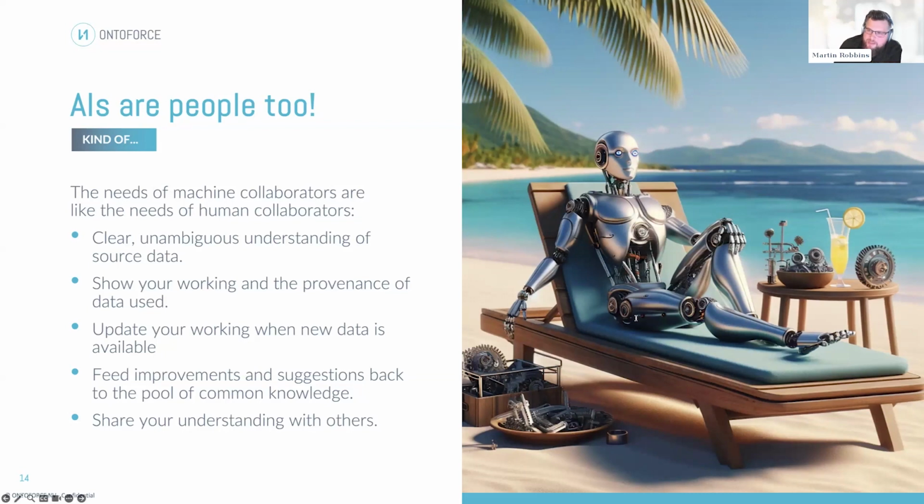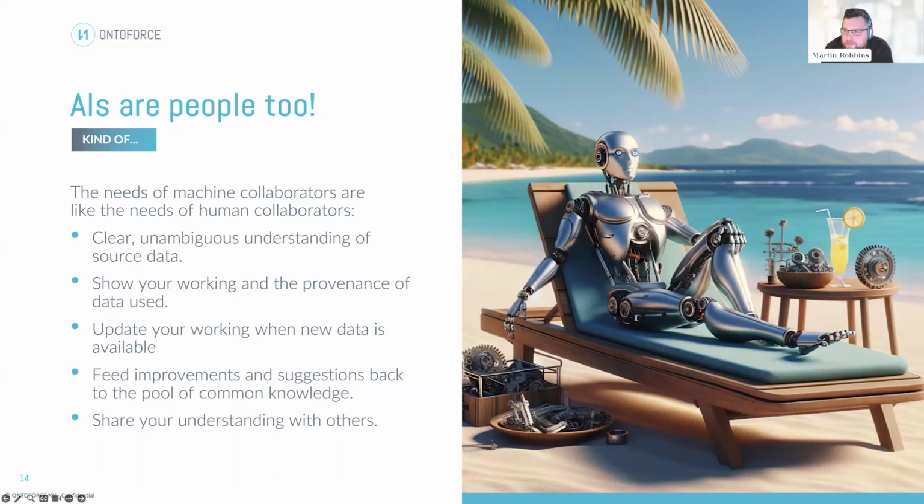So they need that clear, unambiguous understanding of the source data. They need to be able to show how they're reaching a particular conclusion and communicate that to other people, and to be able to show the provenance of the data used to drive that conclusion. Like humans, they need to be able to update their working when new information becomes available, and then ideally feed the results of that analysis back into the pool of knowledge that everybody is sharing.